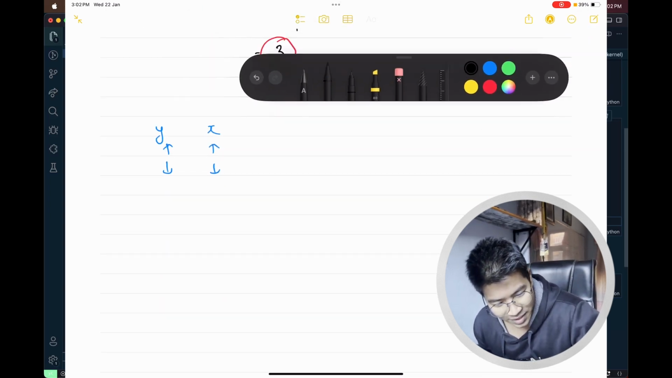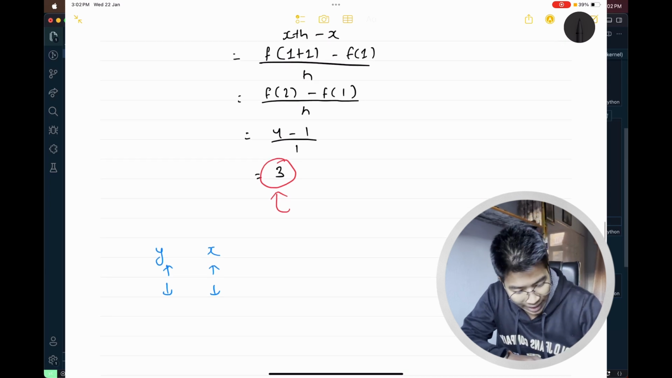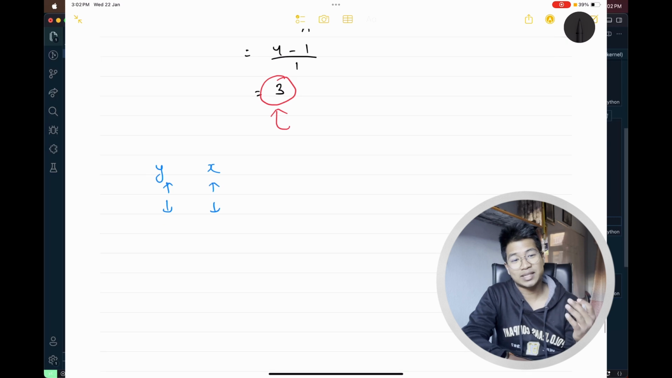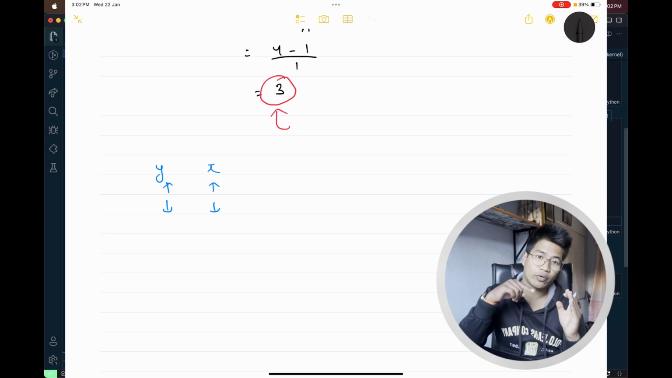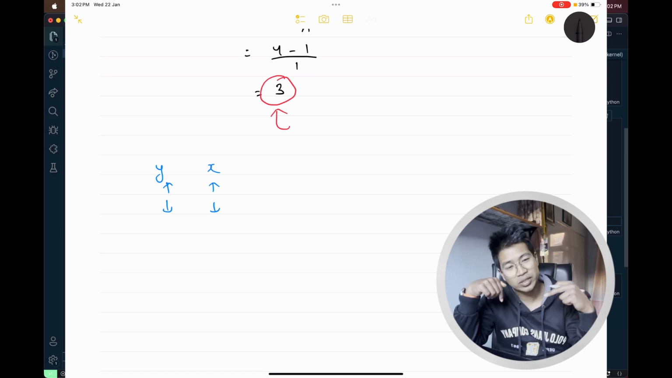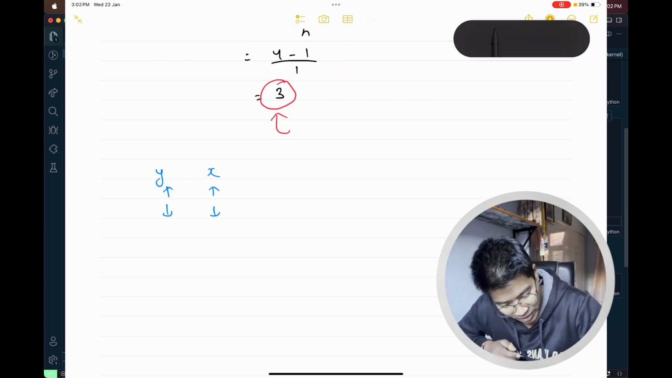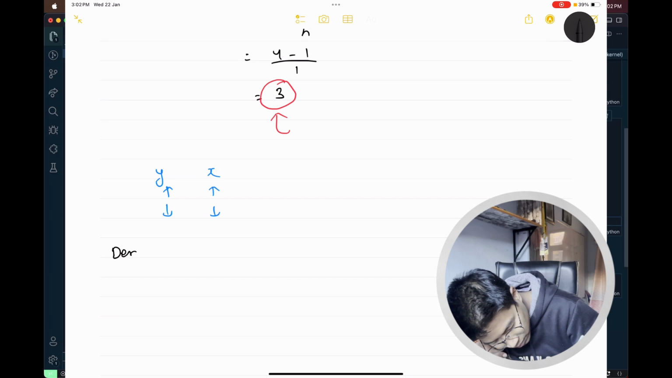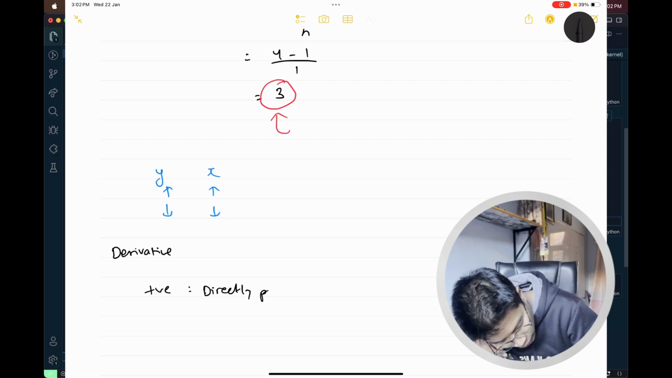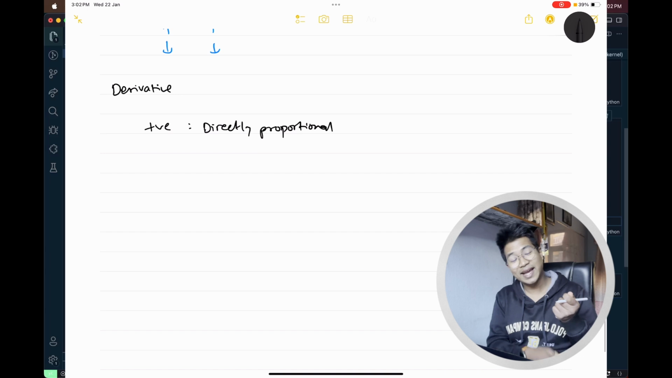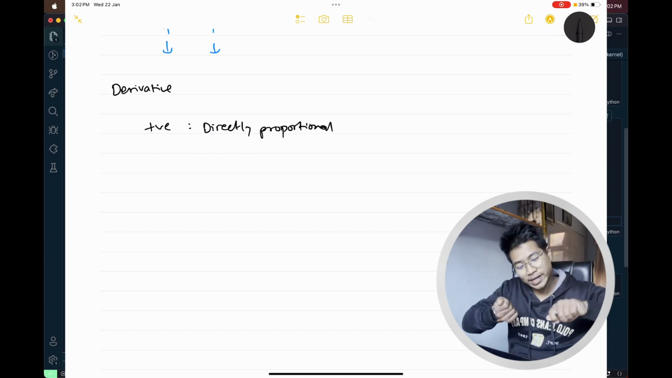So that means when you have a number like this, a 3, a positive number, when your derivative is a positive number, you should be increasing your x value if you want to increase your y value, or decreasing your x value if you want to decrease your y value. So that's what a positive derivative turns out to be. A derivative being positive means directly proportional. It just means that you increase x, you increase y; you decrease x, you decrease y.